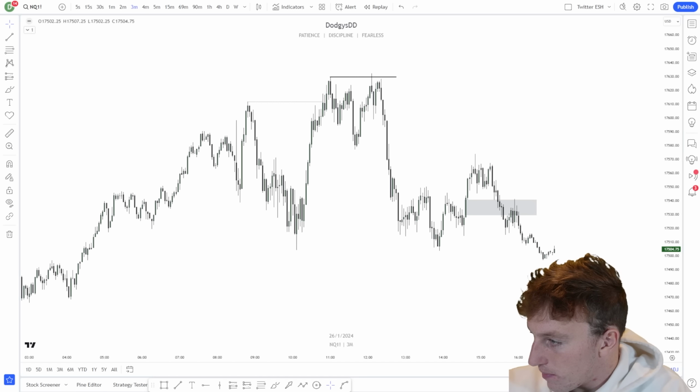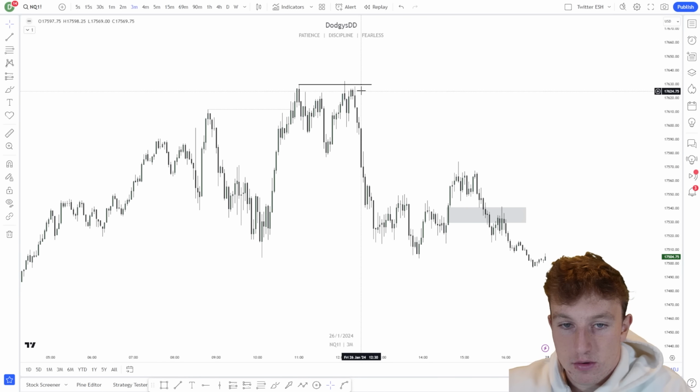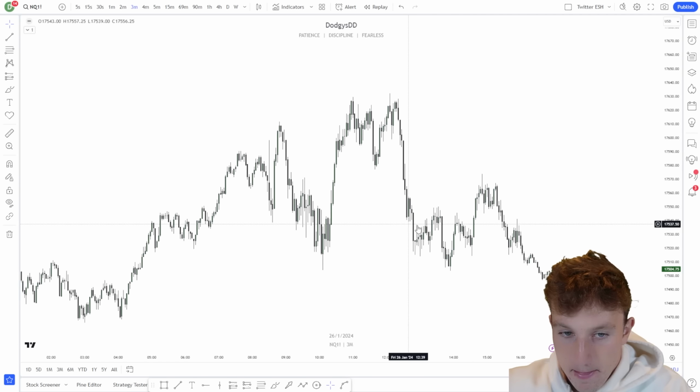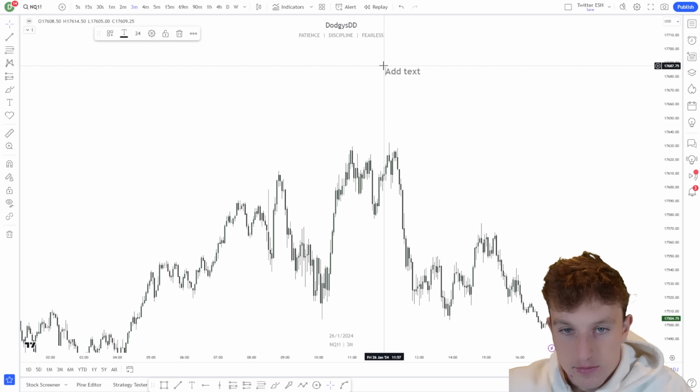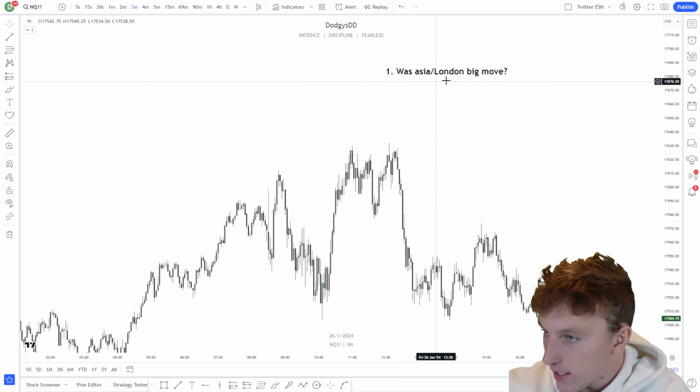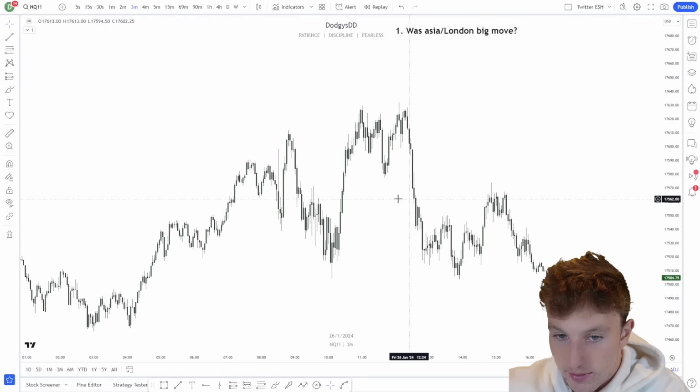Okay, let me just read some. First one, this is going to be an easy answer: what are some ways you can recognize bad market conditions? The main thing I look for, most people already know this, is was Asia or London a big move? If you generally get more than a 50-point move during these sessions, I'm really cautious going into the AM session.